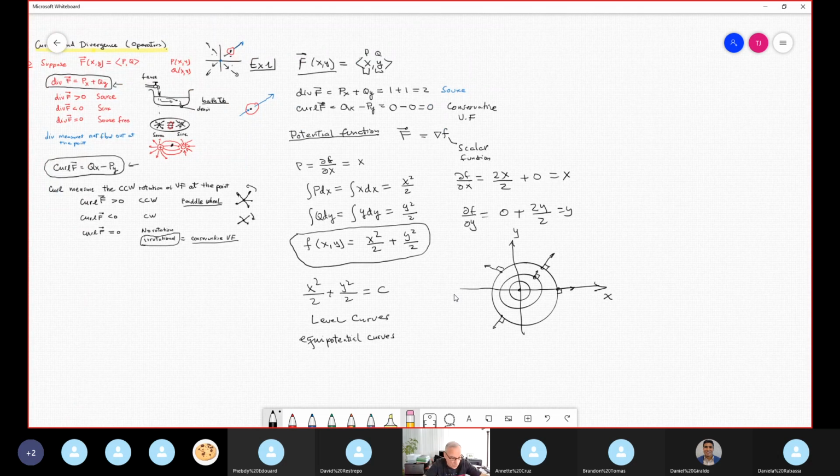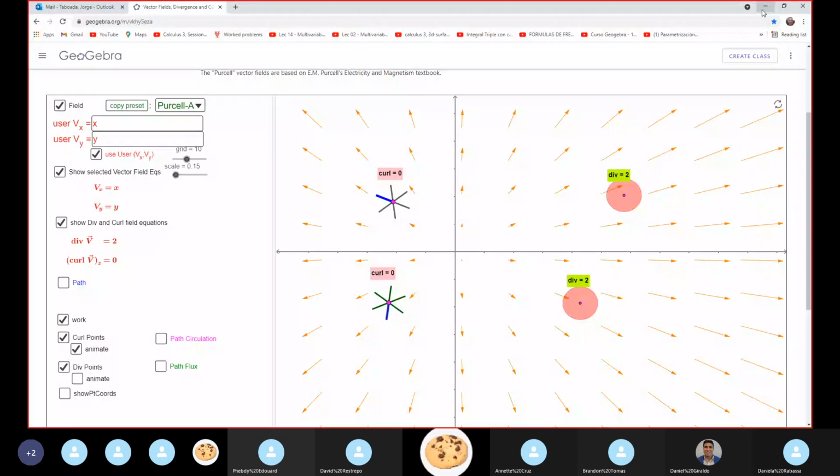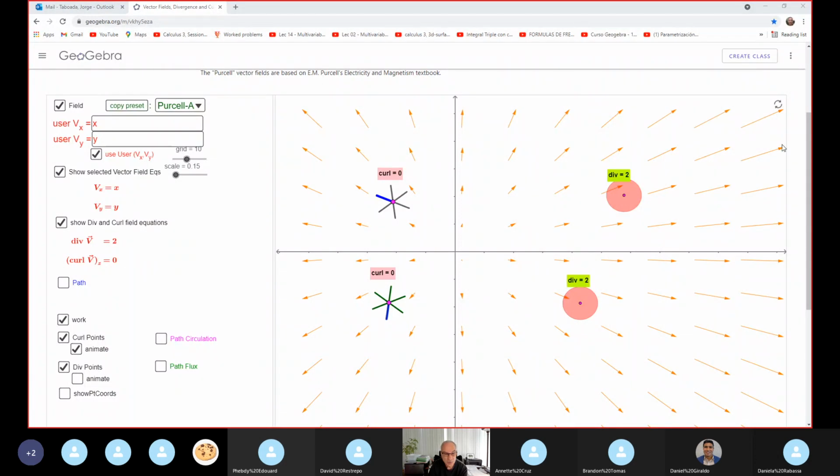But wait a second. I want to show you an elegant animation of this idea. Let me see where. It's supposed to be over there. Let me share the screen with you. And by the way, I want to send you this application. It's GeoGebra. Look, this is the vector field. I put x here, y here. It's a P, Q.